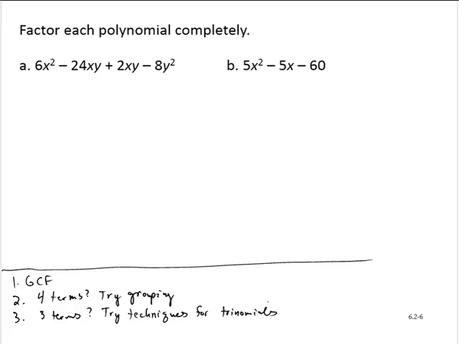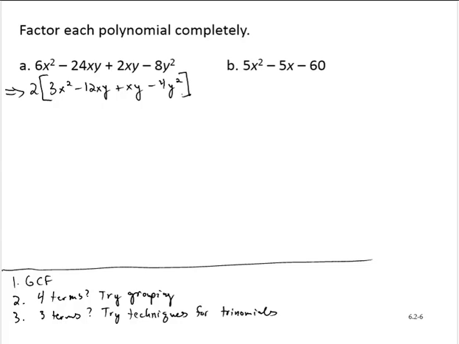So exercise A, we have 6x squared minus 24xy plus 2xy minus 8y squared. The first thing we want to think of is, is there a GCF? Looking this over, I notice that they're all even, so it looks like I can factor out a GCF of 2. So let's do that. I have 2, and I'm going to use brackets here. I'd have 3x squared minus 12xy plus xy minus 4y squared.